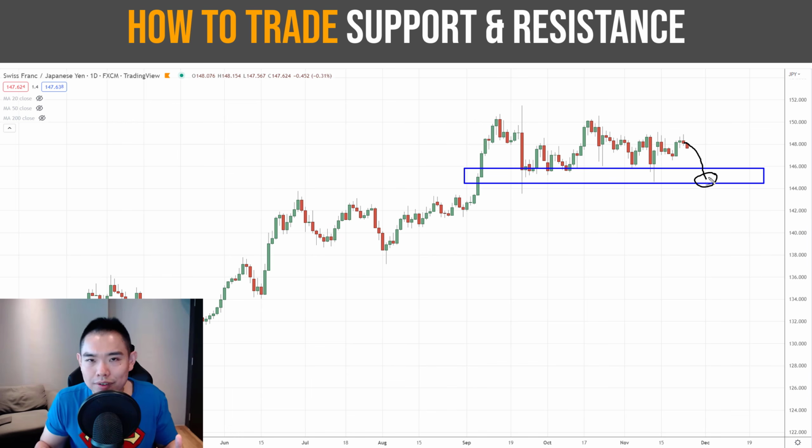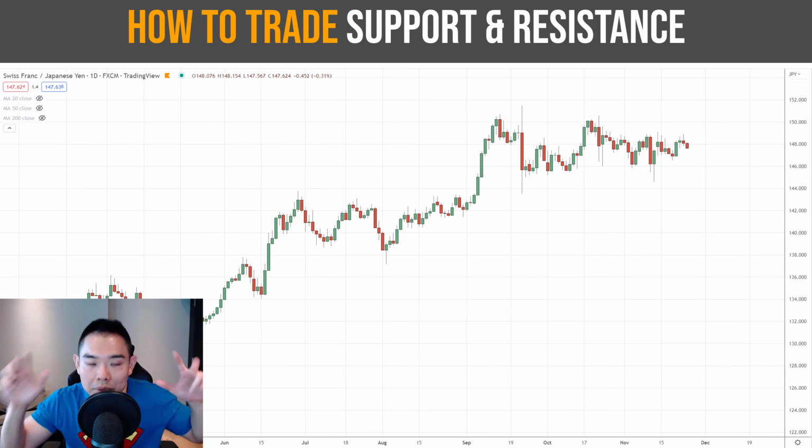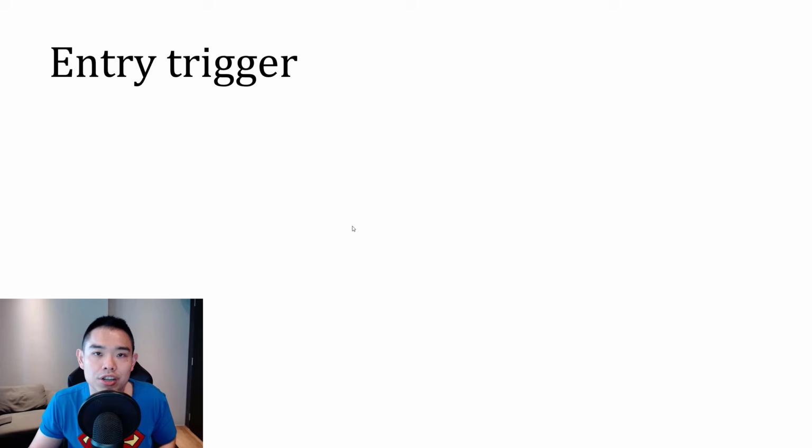But for me, I don't really like to do that, because I'm sure you've experienced before: when the price comes into support, you buy, and the next thing you know, it collapses through support and goes down lower. So what I like to do instead is to actually wait for some sort of a confirmation, otherwise known as an entry trigger.